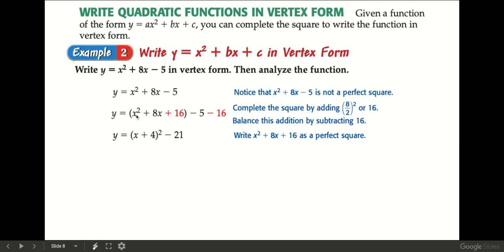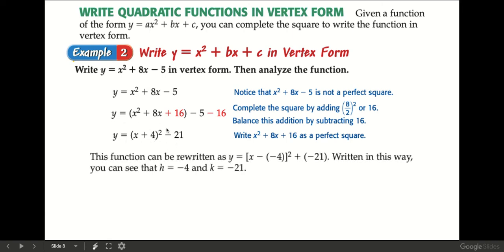Here, I'm going to simplify. Like we said, we created a perfect square trinomial here. So that's x plus 4 squared, x plus 4 times x plus 4 gives me this. And then if I have minus 5 minus 16, that makes minus 21. And now I can see that I have it in vertex form.